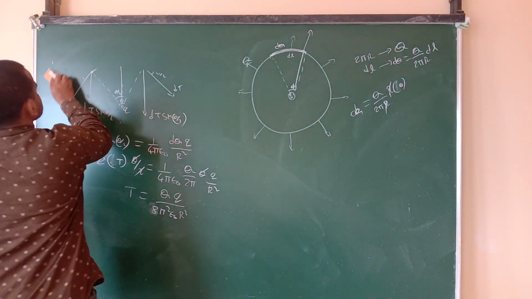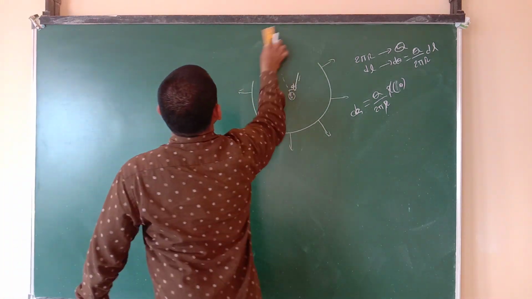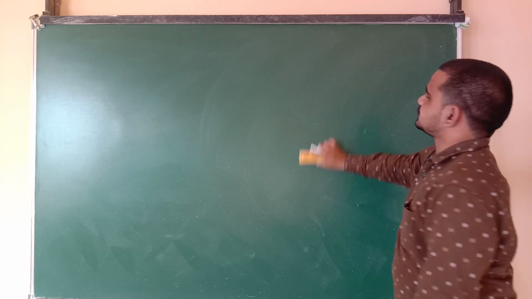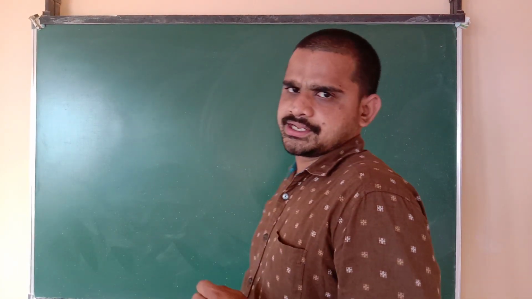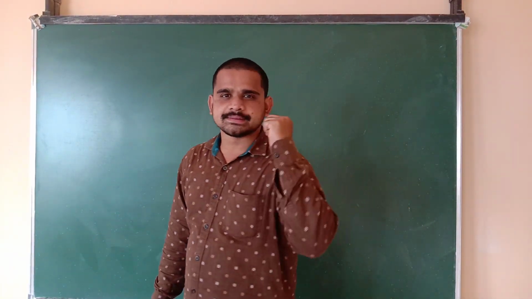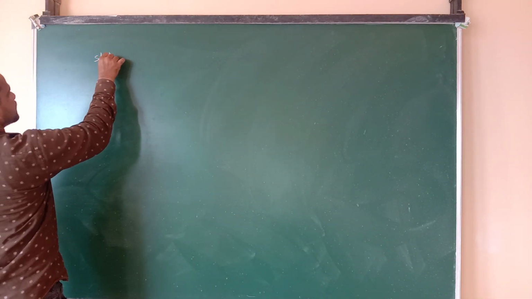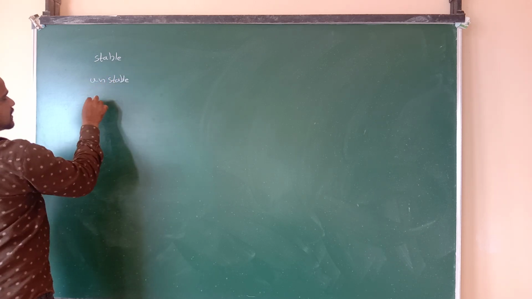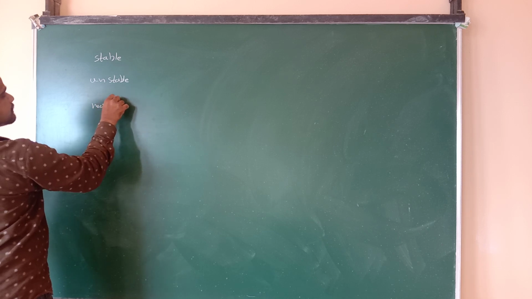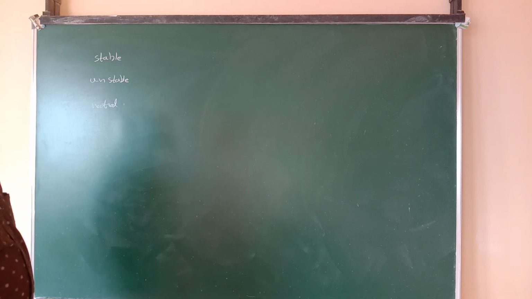This is the tension when a charge q is placed here. Now let us see one more. We'll see equilibrium positions. We have 3 types of equilibrium here: one is stable equilibrium, one is unstable equilibrium, and one is neutral equilibrium.